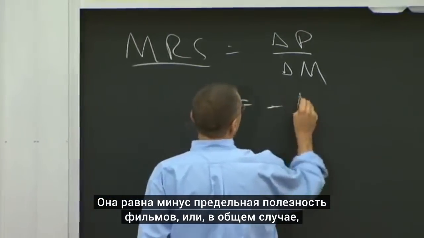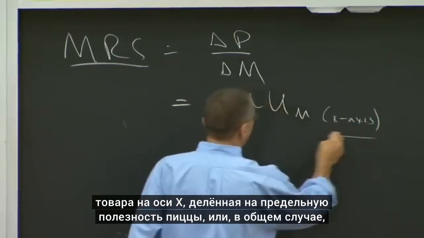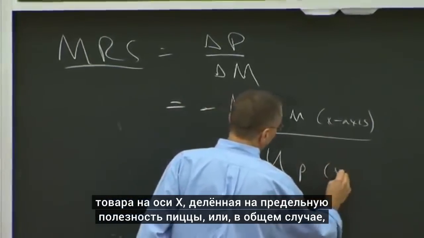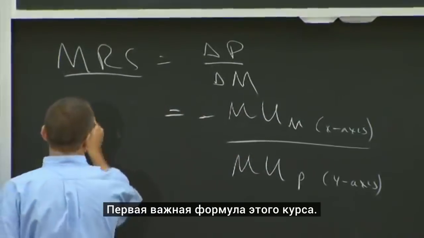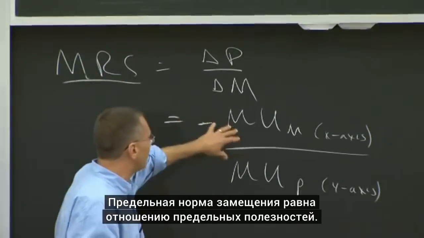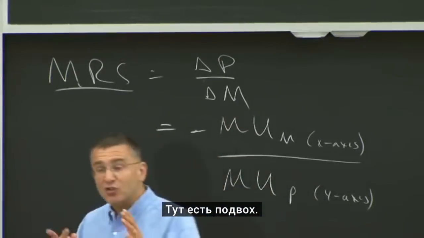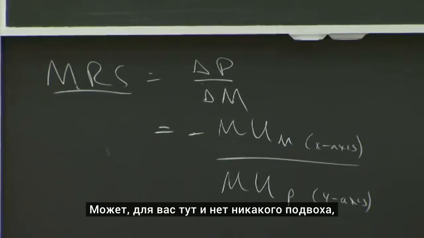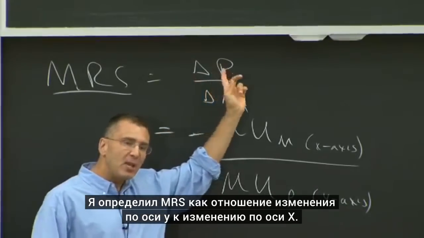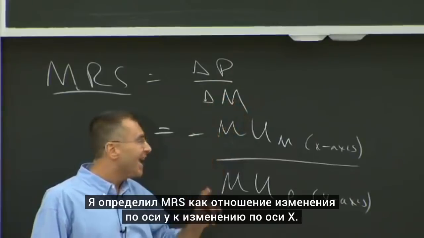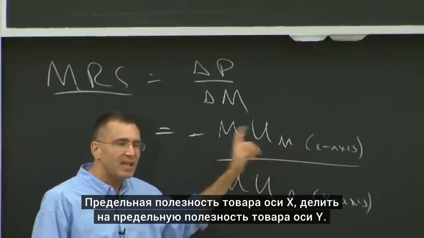So that allows us to write mathematically the definition of the marginal rate of substitution: it's the negative of the marginal utility of movies, or more generally what's on the x-axis, over the marginal utility of pizza, or more generally what's on the y-axis. The marginal rate of substitution, first key formula you need to know for this course, is equal to the ratio of marginal utilities. Now, this is tricky. Once again, maybe you guys don't find it tricky. It's the kind of thing I find tricky, which is I defined it as delta y-axis over delta x-axis. And yet, when I defined it as marginal utilities, I flipped it. I did the marginal utility of what's on the x-axis over the marginal utility of what's on the y-axis.